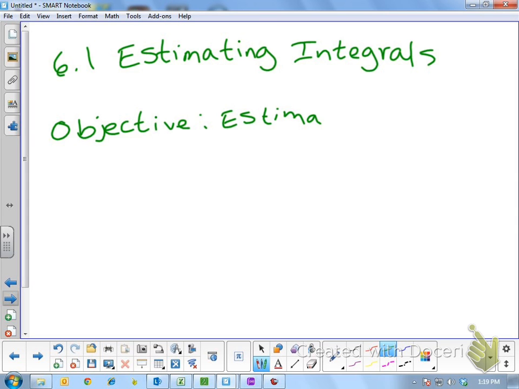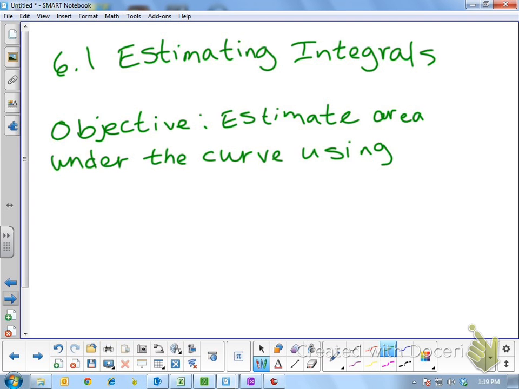Oh, I forgot to write SWABACT. It's really not that important. Estimate area under the curve using trapezoids. That's our main goal today. We're also going to have a few little side goals as we do this.